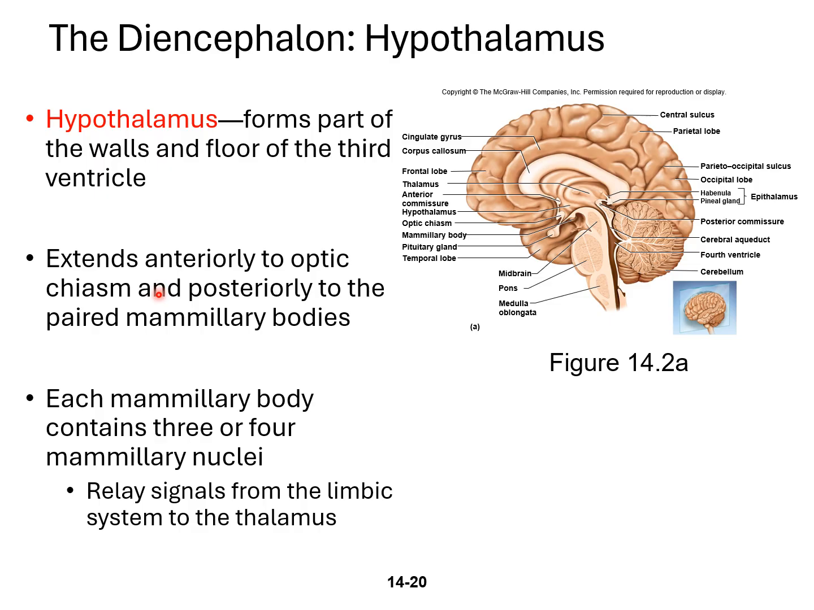The hypothalamus forms part of the walls and floor of the third ventricle. We're really going to be looking at it when we're talking about the pituitary gland, but it also is going to send signals to the limbic system. Oh, the mammillary body contains 3 to 4 nuclei. That's going to relay signals to the limbic system, to the thalamus, and then back to the limbic system. So all these things are close together, so they all kind of communicate with one another.